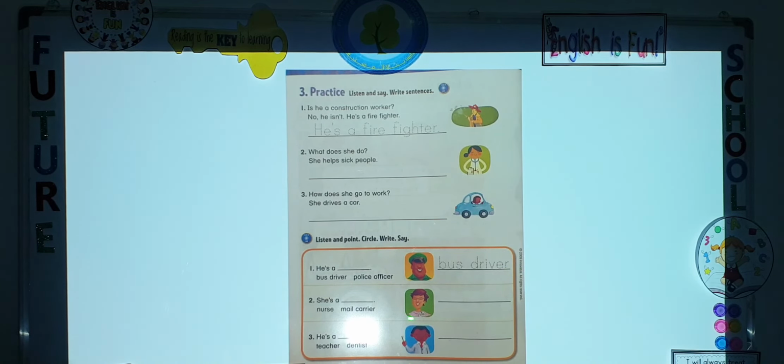Now, we move to number 2. You have to do it yourself and think. Look at the picture carefully. What can you see in the picture? You have two choices: nurse or mail carrier. Look at the picture carefully. You have to do it yourself.